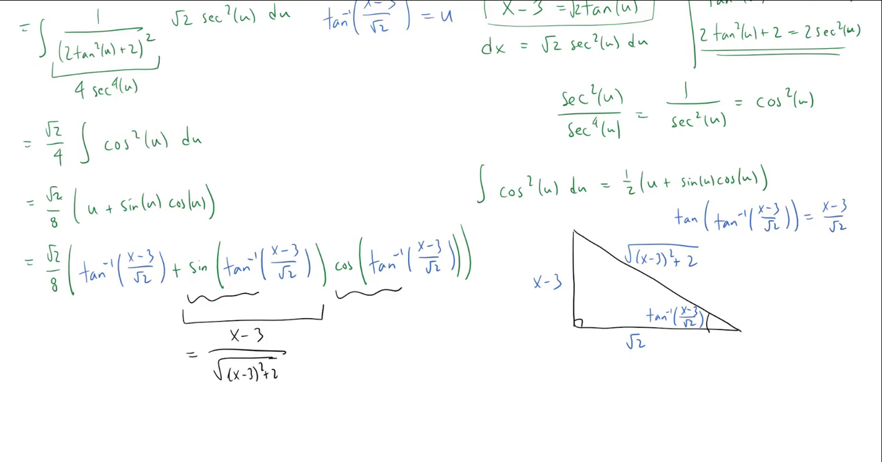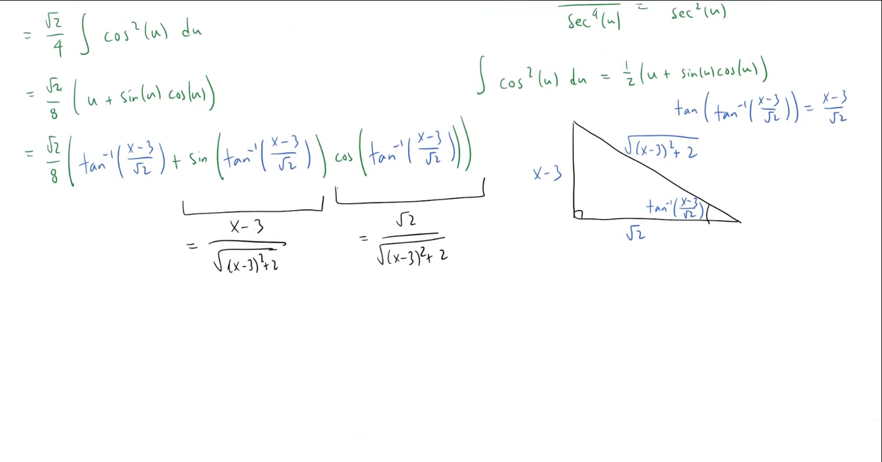What about this cosine? We don't need these little squiggles anymore. I get the cosine by taking the adjacent over the hypotenuse. So I take the root 2 over, again, the hypotenuse, the square root of (x minus 3) squared plus 2. Okay, I can put this all together now, and we get our final answer.